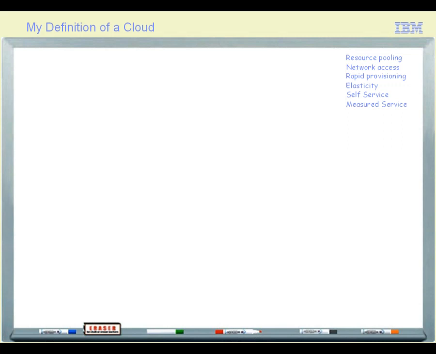Now, given those models, let's take a look at the different types of clouds available. The first type, I think we might all be aware of, is the public cloud. Salesforce.com is a great example of a public cloud application.